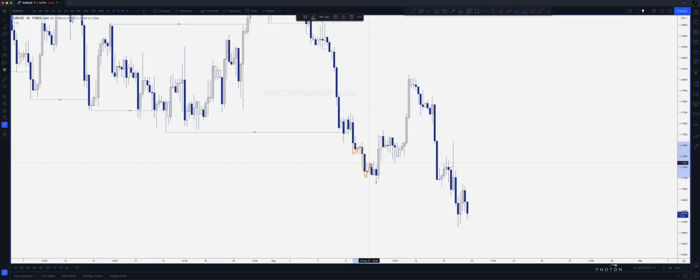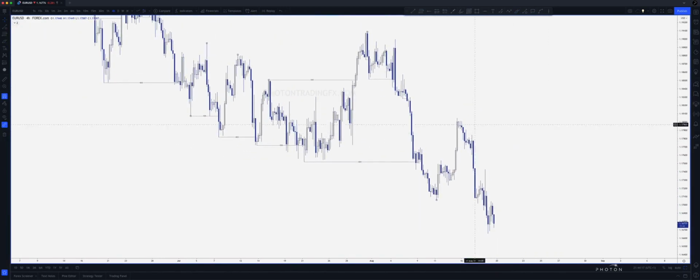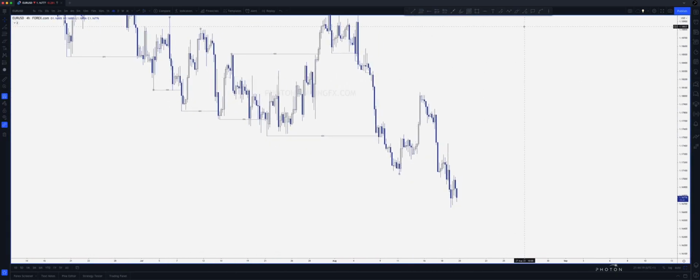So we get a minor pullback, we take the low, which means that we have a high here. Then we take the high, we get our change of character. We get a pullback, we can look for those counter trend longs, and then we can trade that up. But remember, it's just a counter trend 4-hour pullback because now we expect the 4-hour to stay bearish.